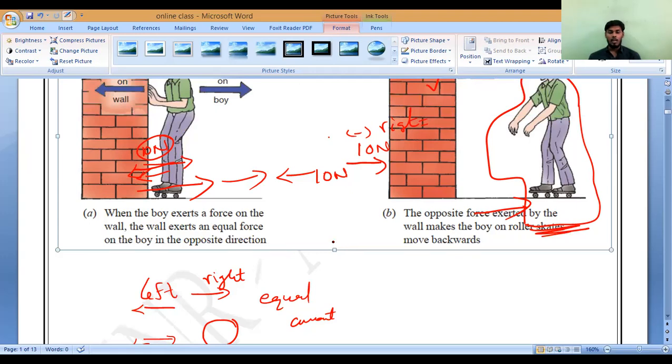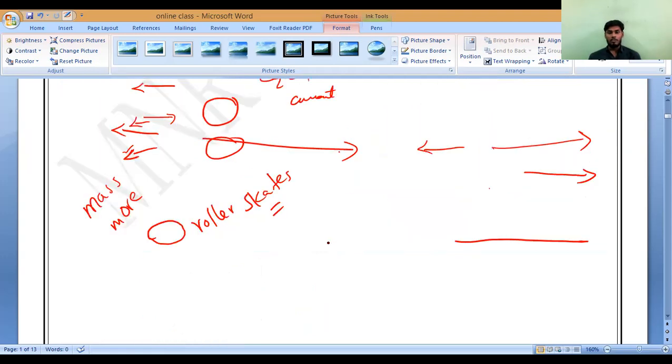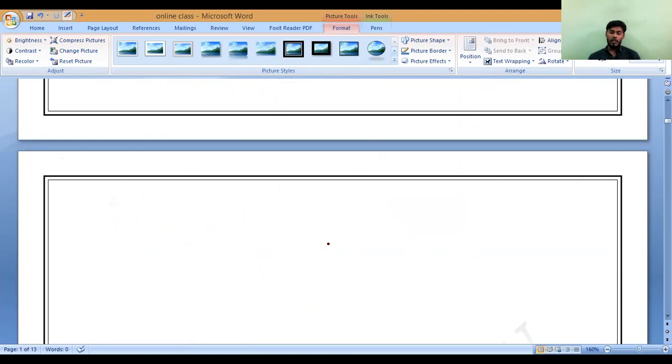Yes, sir. What will happen? So now, let us discuss. From this, we can make some conclusion. Can you say some conclusion? The boy is exerting force on the left side. The wall is exerting force on the right side. But both are in what?